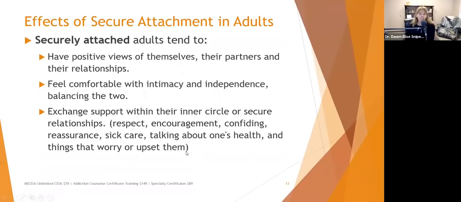Securely attached adults tend to have positive views of themselves, their partners, and their relationships because that internal working model is trustworthy, valuable, and effective at communicating. They also view others as being trustworthy, valuable, and effective at communicating. They feel comfortable with intimacy and independence and are able to balance the two. They don't have to be enmeshed in their relationships. They don't have to be completely disengaged. They are comfortable sharing and relying, but are also able to be themselves.